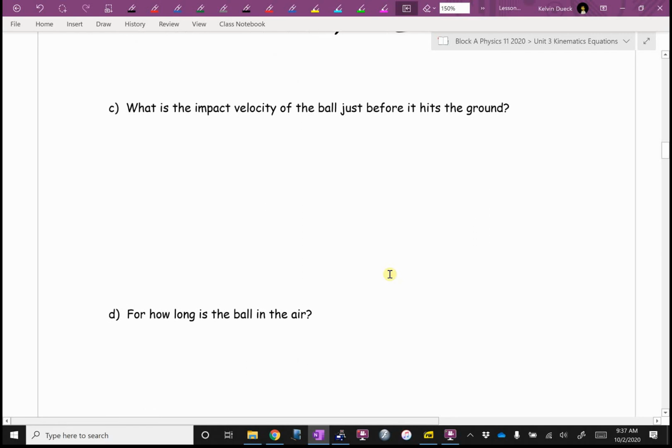C. What's the impact velocity of the ball just before it hits the ground? Aiden. Yep. Too slow. Owen, what's the impact velocity of the ball just before it hits the ground? Too slow. Max, what's the impact velocity of the ball just before it hits the ground? Not 0. Do a belly flop onto the cement from your desk. I assure you it will. But too slow. You should all know the answer.